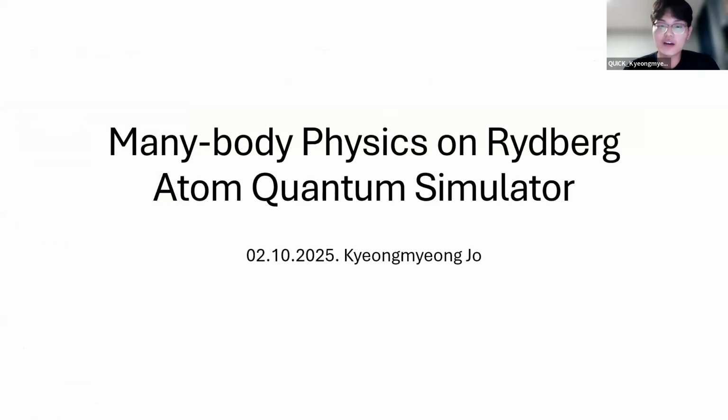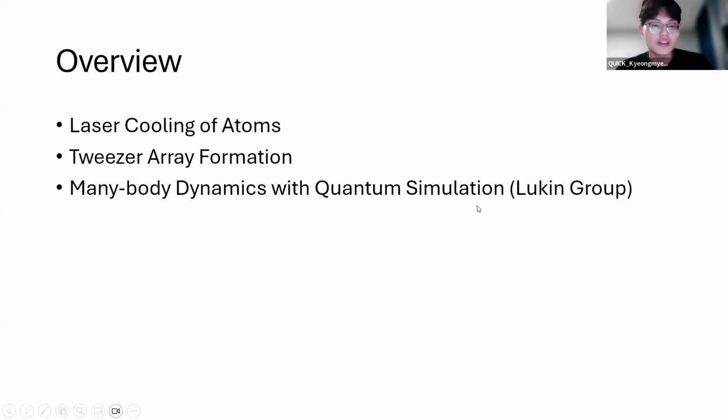Today, I'll be presenting about the Rydberg atom quantum simulator and how we can probe many-body dynamics on it, such as quantum phase transition and quench dynamics. This is the brief overview of the presentation. I'll talk about the basic techniques of laser cooling and how you can make an array of atoms using optical devices. And lastly, I'll go over how the Lukin group at Harvard managed to probe many-body dynamics with a Rydberg atom quantum simulator.